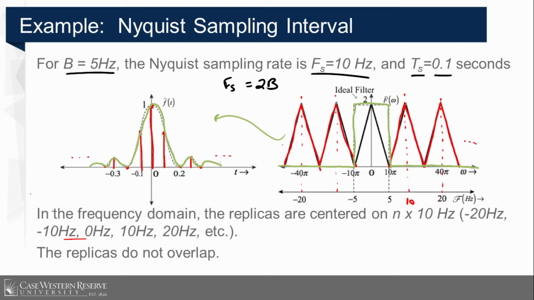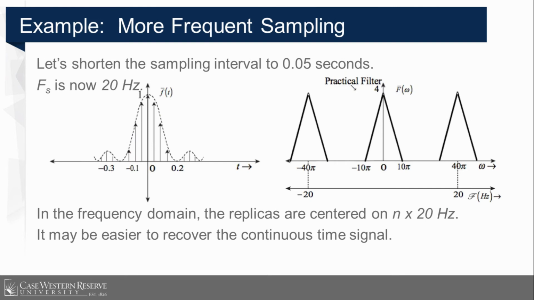So if we use the sampling interval and the sampling frequency, then we see that the sampled points here that we've drawn in red are a good representation of the continuous time signal, which we're drawing in green. Okay, so again, because our replicas don't overlap, we have a good representation of our time domain signal. Well, what happens if we sample our signal more frequently? So we use a shorter sampling interval. Before we said the Nyquist sampling interval was a tenth of a second. Well, what if we change our sampling interval to a 20th of a second, or 0.05 seconds?